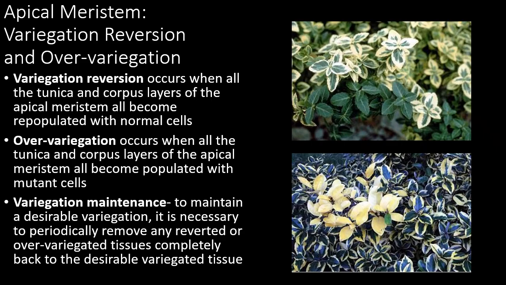So I would say that reversion is more of a problem than over-variegation. The over-variegated shoots, because they can't photosynthesize on their own, tend to not grow too much. But the green shoots are actually better at photosynthesis than the variegated shoots because they have more chlorophyll. So they tend to outgrow your variegated material. And in some advanced cases, you can swamp and shade out all of the variegated material of your plant until there's only green material left. So with any variegated plant, it is important to maintain that by periodically removing any reverted or over-variegated tissues all the way back into your desirable variegated tissue.